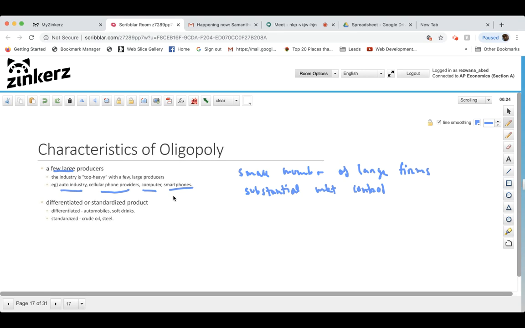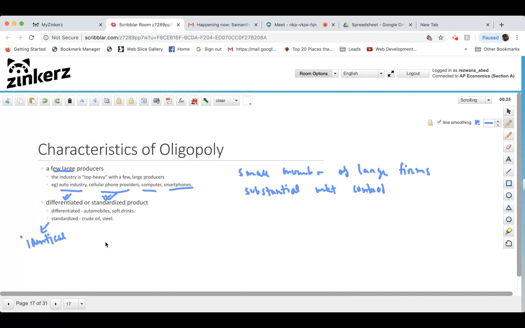Now, the type of product an oligopoly industry sells. Some oligopolies will produce identical products, while others will produce differentiated products. So it could be both. They could be differentiated or they could be standardized. Standardized meaning identical, differentiated meaning that there is some difference in the product. So standardized also means the same as identical.